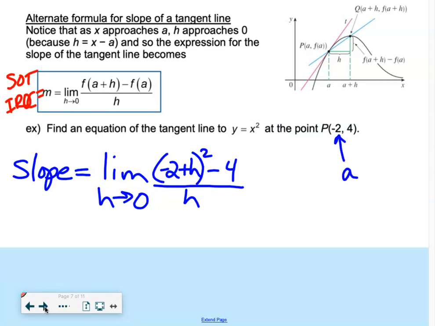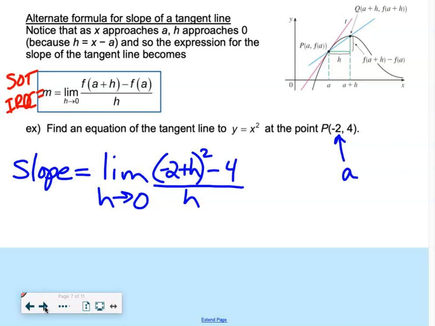Let's see. Megan, what's the only thing that we can do? Expand it, right? We're going to distribute that negative 2 plus h, squared. So go ahead and take a minute and square this out, combine like terms, and see what happens. Luke, what's up?